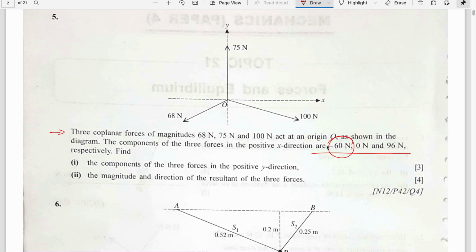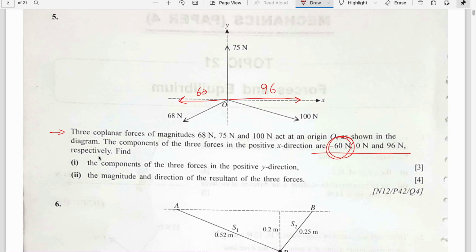So this negative 60, where does this belong? With the 68. Yes, right. So this should be minus 60. And if I'm already drawing it towards the left, I'm not mentioning the negative sign there. 0 is with 75 because that's a perfectly vertical force, and then 96 lies right here. So we know this.